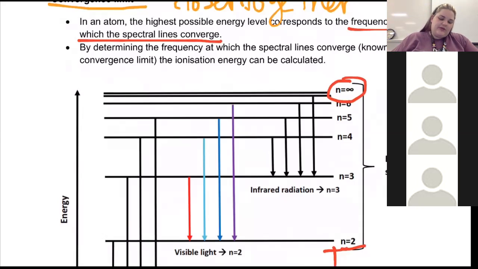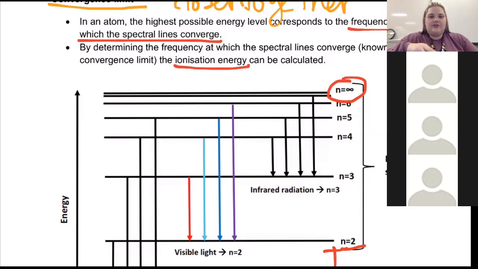And what this says right here is, by determining the frequency at which these spectral lines converge, which is known as the convergence limit, we can calculate what's called the ionization energy. And the ionization energy is the amount of energy that's required to remove one electron from a gaseous atom. So you'll have your element, and make sure it's in the gas state. That's included in that definition for ionization energy.